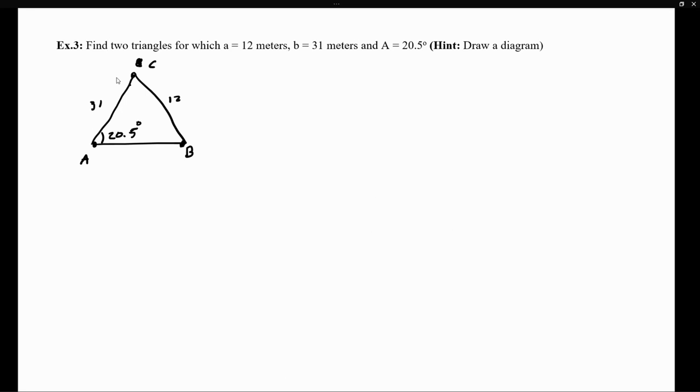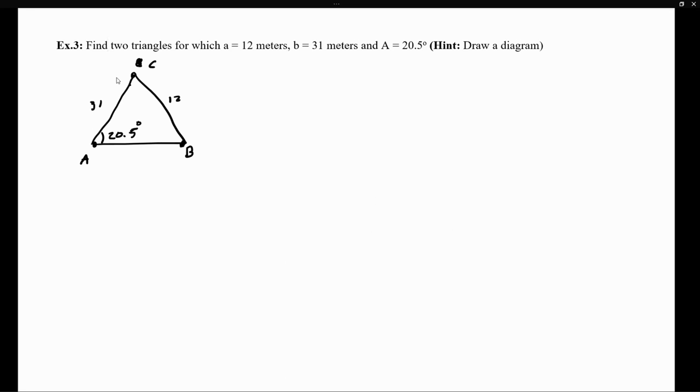But notice how this information is given to us. Again, it's given to us in the form of side angle. So we have to check if we have the ambiguous case of the law of sine. Notice that here the side opposite the given angle is definitely less than the other given side, which is 31. And if you take a look at your notes from yesterday, you will see that this is the case where we could have two triangles.